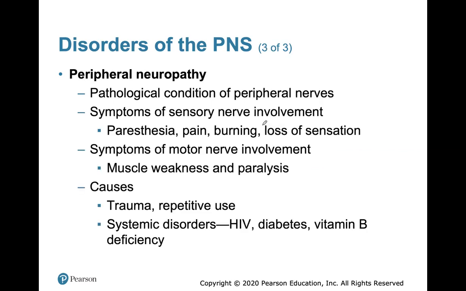And then peripheral neuropathy is a pathological condition of peripheral nerves. The symptoms of sensory nerve involvement are paresthesia, pain, burning, and loss of sensation. And some symptoms of motor nerve involvement are muscle weakness and paralysis. Some causes can be trauma, repetitive use, or a systemic disorder like HIV, diabetes, or vitamin B deficiency.